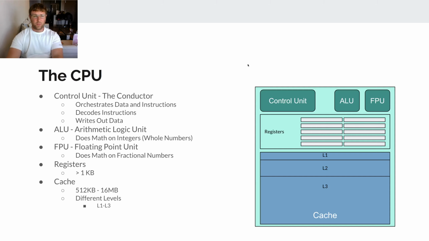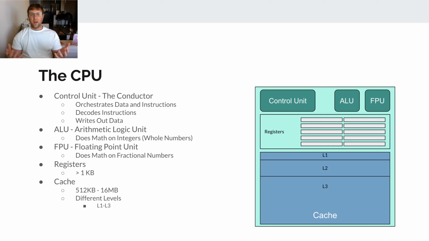So a little bit more detail on the CPU. CPU has a couple of different parts. Again, you don't have to memorize all of this, but the control unit is kind of like the conductor. This is the actual brain of the computer. Actually, I don't want to say it's the brain. The conductor really is what it is.